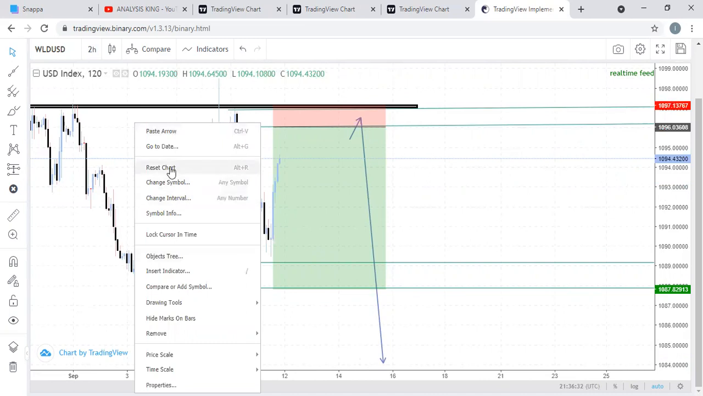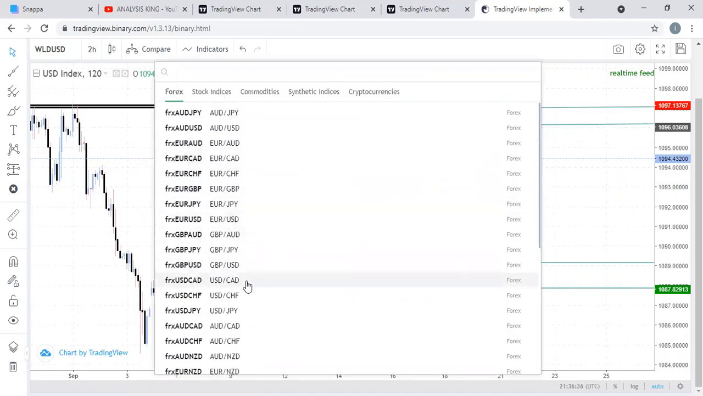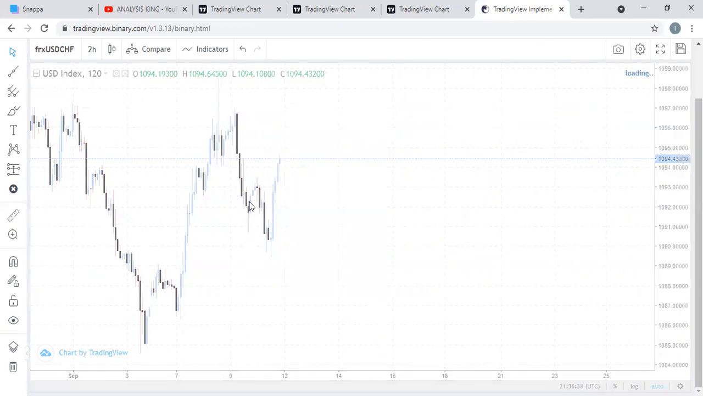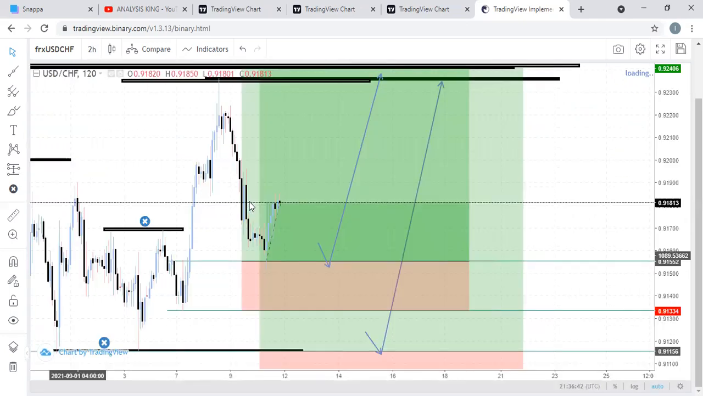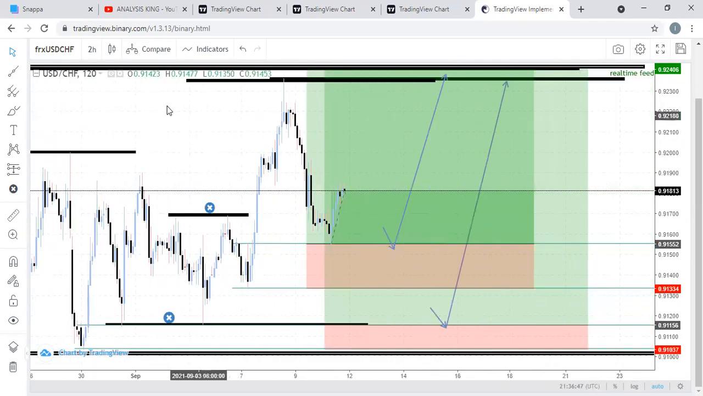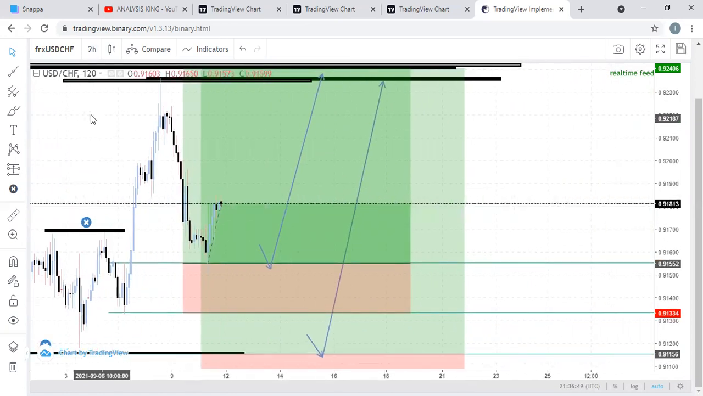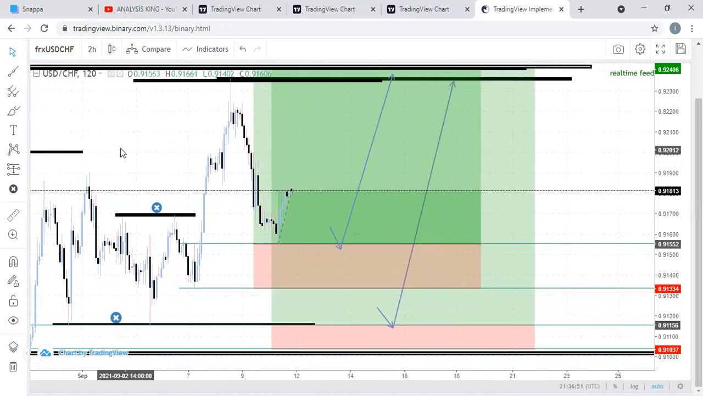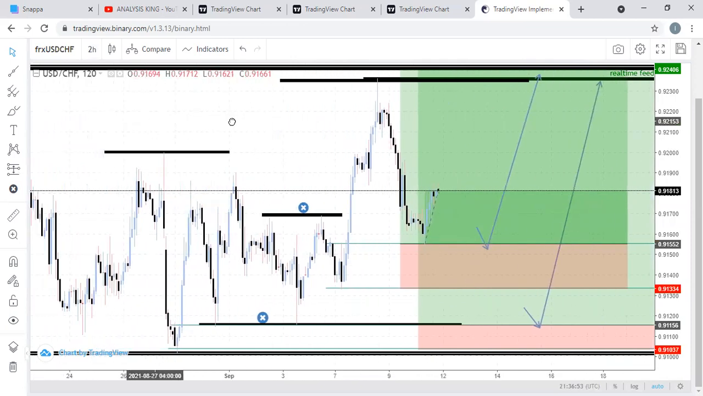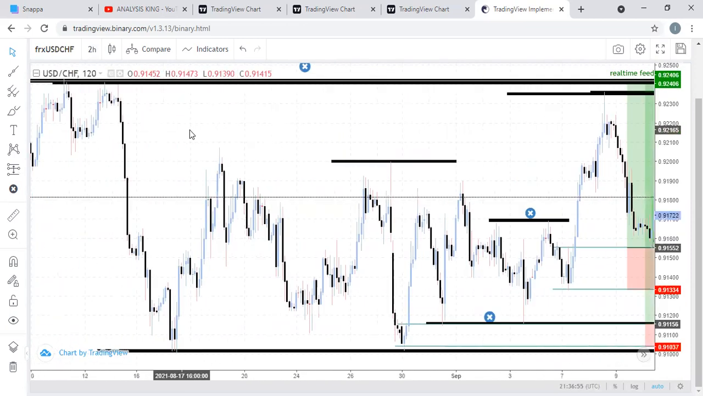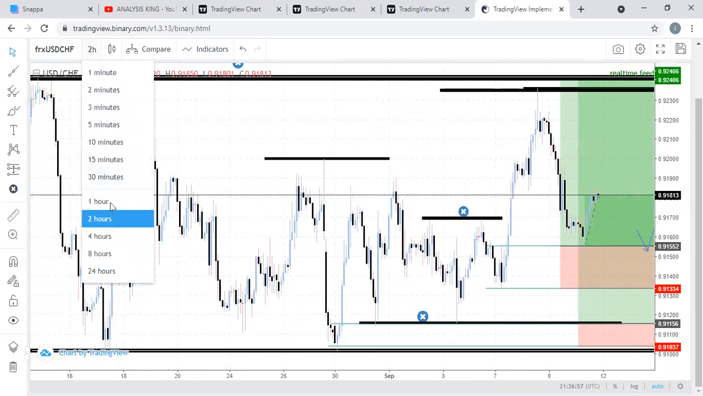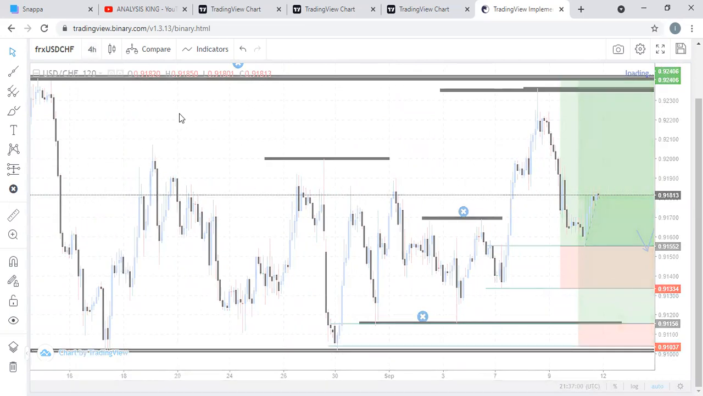So let's go to the USD CHF, which is one of my favorite pairs that I trade. Let's see what the USD CHF will do. I'm actually buying the USD CHF. I have a position which you can see running on it. But like I said, I will be looking for sales in the dollar. So let's go back to the 4 hour.